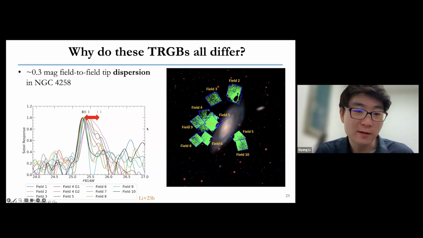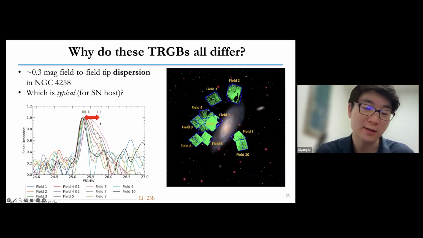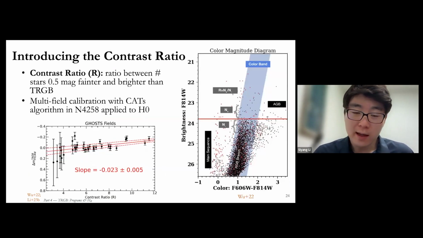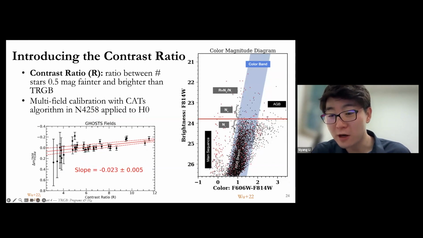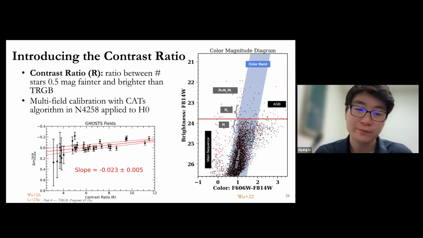And of course, that's an issue because we don't know which TRGB value do you use to calibrate your type 1a supernovae? Do you use the one that's brighter or do you use the one that's fainter? That can be an issue. So along the way, we found that this variation in the TRGB measurements did have a relationship with what we call the contrast ratio. The contrast ratio is defined as the number of stars that are half a magnitude fainter than the measured TRGB divided by the number of stars that are brighter than the measured TRGB. So essentially this measures how sharp your discontinuity is.